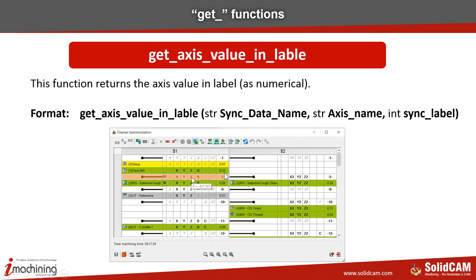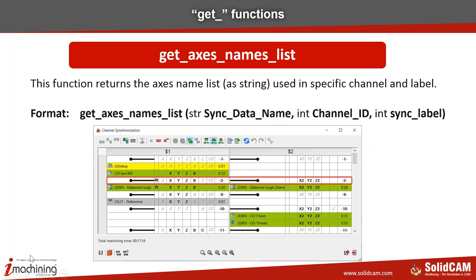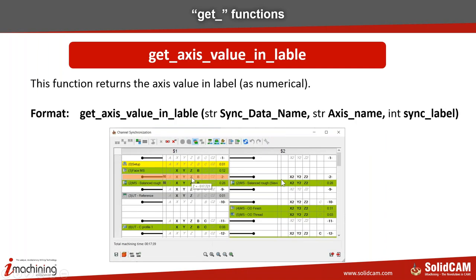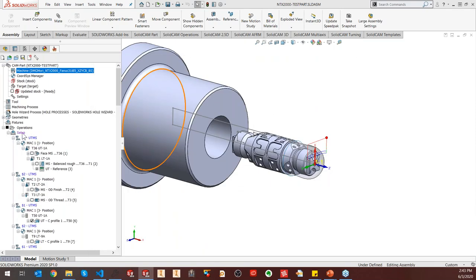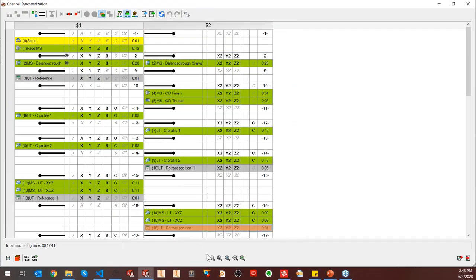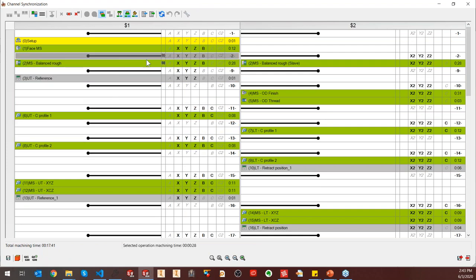So basically what we are trying to get, let me just go to this. I have no example for this, but if I go to the setup and go to the channel synchronization, let me open the channel synchronization here. As you know, each label consists of these axes. What you may or may not know is that each of these axes holds the value of where the machine status is after this job. So then we have the value for the x-axis, y-axis, z, b.